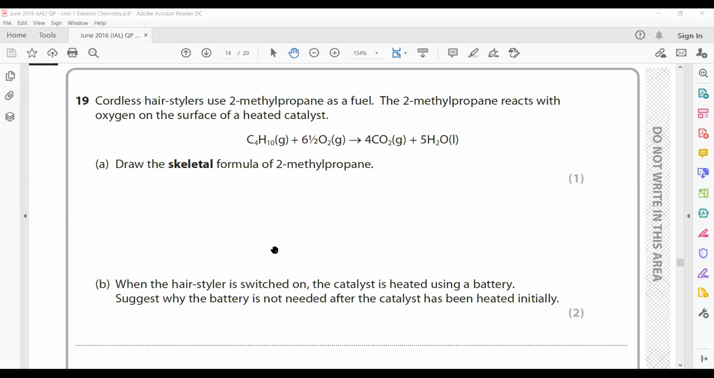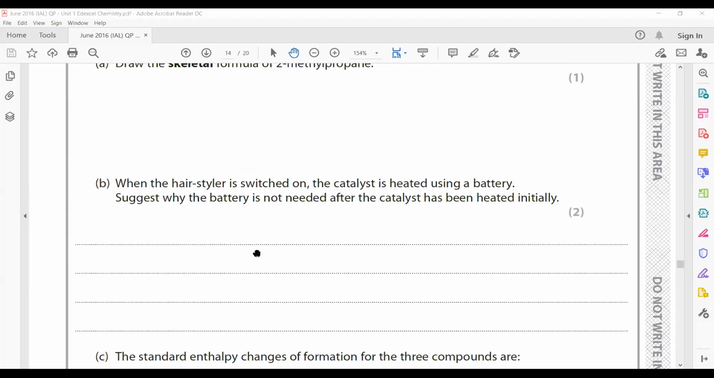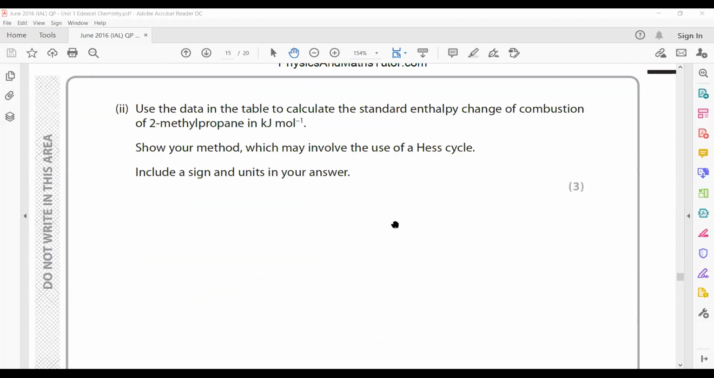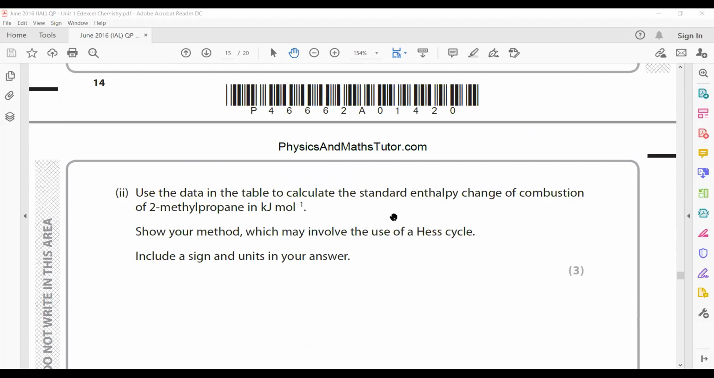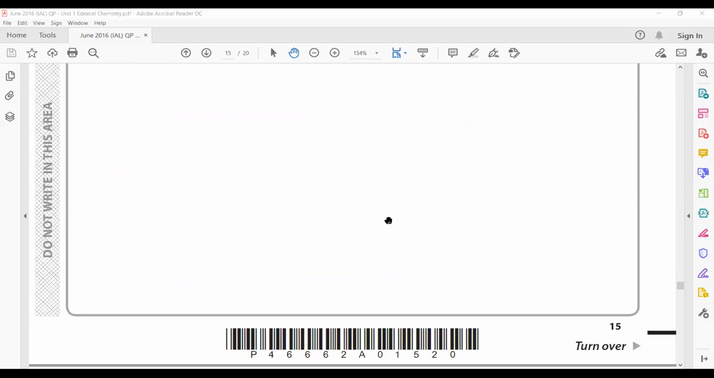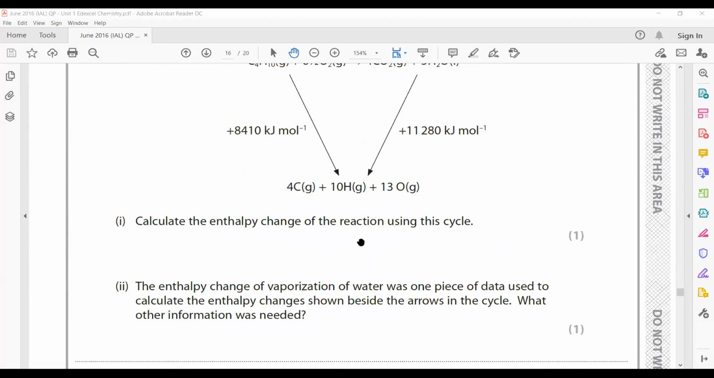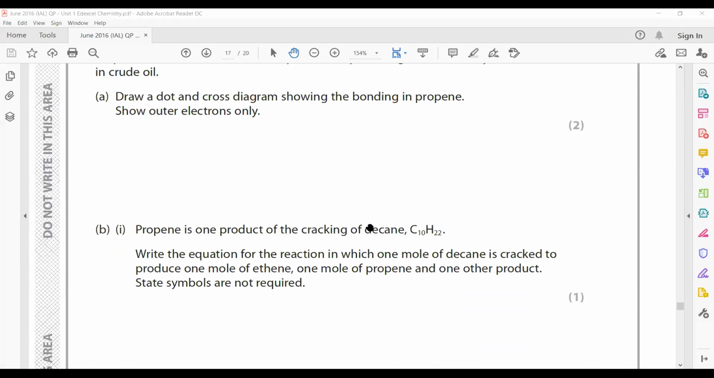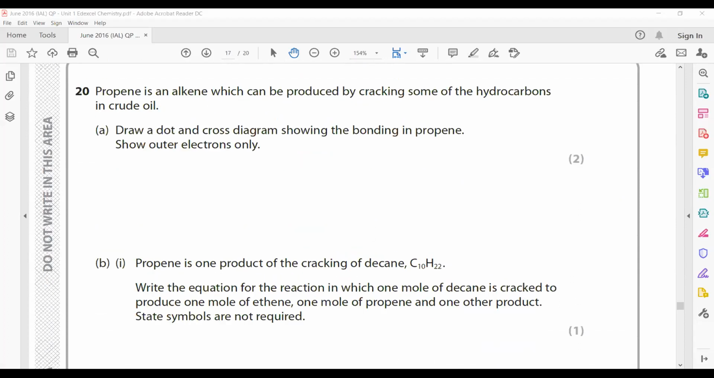Question 19, is there any doubt? Question 19. 19C and D are again related to enthalpy change. So we will discuss enthalpy change questions in unit 2 according to the new specification. C and D are related to enthalpy change. Any doubt in question 20? Any doubt?